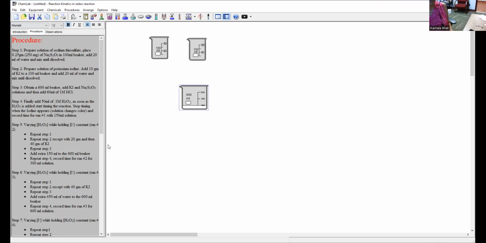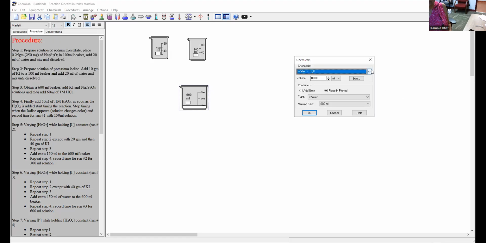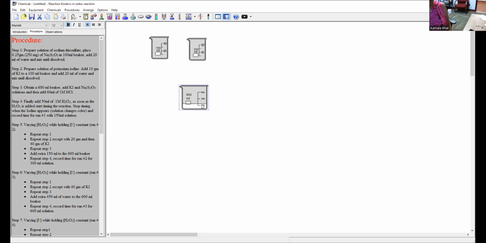After that, it says finally add 50 mL of 0.1 molar H2O2. So I'm going to take the drop down menu to the right so that I can see what I'm doing. Then hydrogen peroxide, we want to add 50 mL. And this is where you have to be a little bit quick. As soon as you pour it, you start the timer.